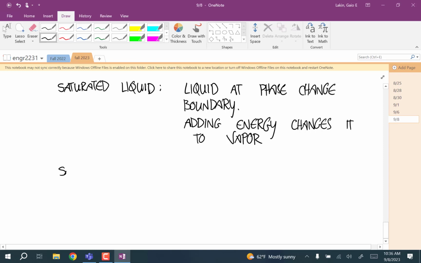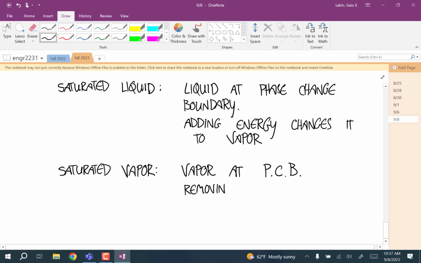A saturated vapor. Well, what would you guess a saturated vapor is? Yep, so that's vapor at the phase change boundary. Removing energy changes it to a liquid.